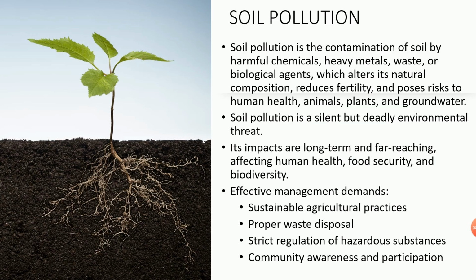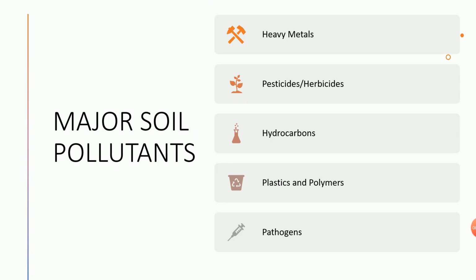If these elements are present in the soil, they disrupt the flow of water, which in turn affects plant growth. So soil pollution is a silent but deadly environmental threat. Its impacts are long-term and far-reaching, affecting human health, food security and biodiversity. In order to effectively manage soil pollution, it demands sustainable agricultural practices, proper waste disposal, strict regulation of hazardous substances, community awareness and participation.